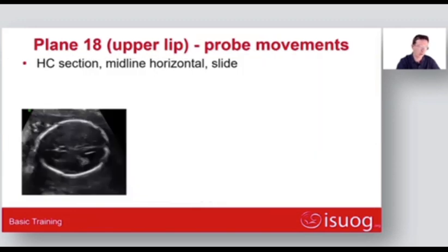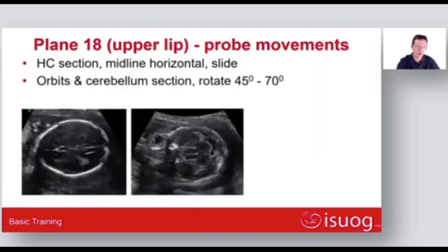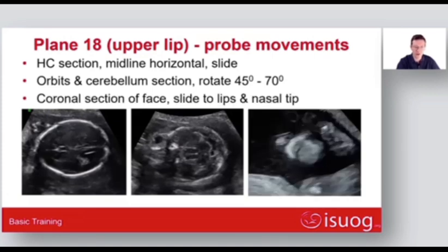Here you can see an example. First, the transventricular plane, then you slide down toward orbit and cerebellum, then you rotate to obtain the coronal plane with a visualization of nasal tip and lips.